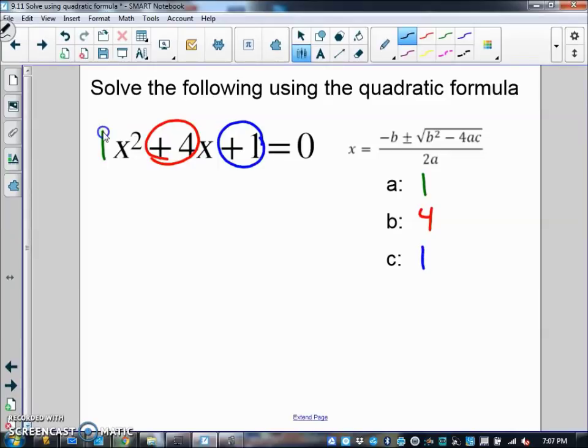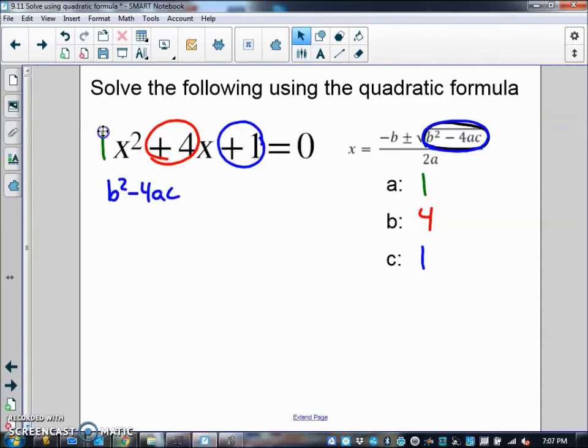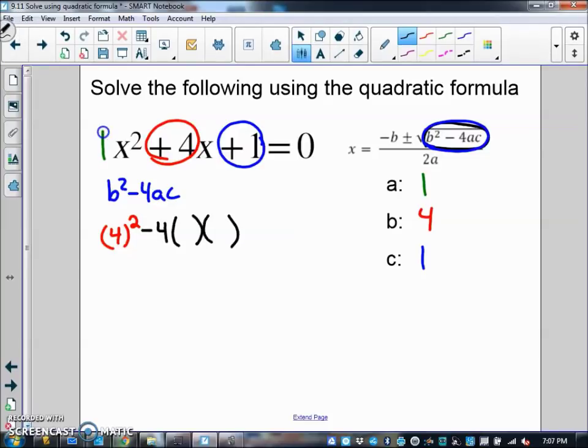The first thing we're going to do is work with our discriminant here, that which is under the radical sign. So we're going to solve for b squared minus 4ac. Again, we're going to plug our b value in. It's 4 quantity squared. 4 squared minus 4 times our a value times our c value. A is 1. C is 1.